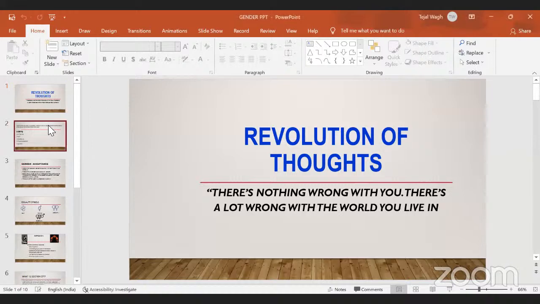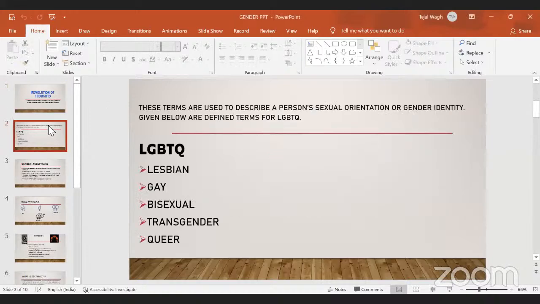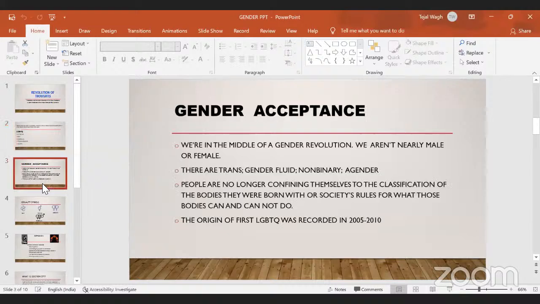So we are going to present our presentation on the LGBTQ community. LGBTQ means lesbians, gay, bisexuals, transgenders, and queers. So these are some kinds of sexual orientations of the people. Next slide is gender acceptance.